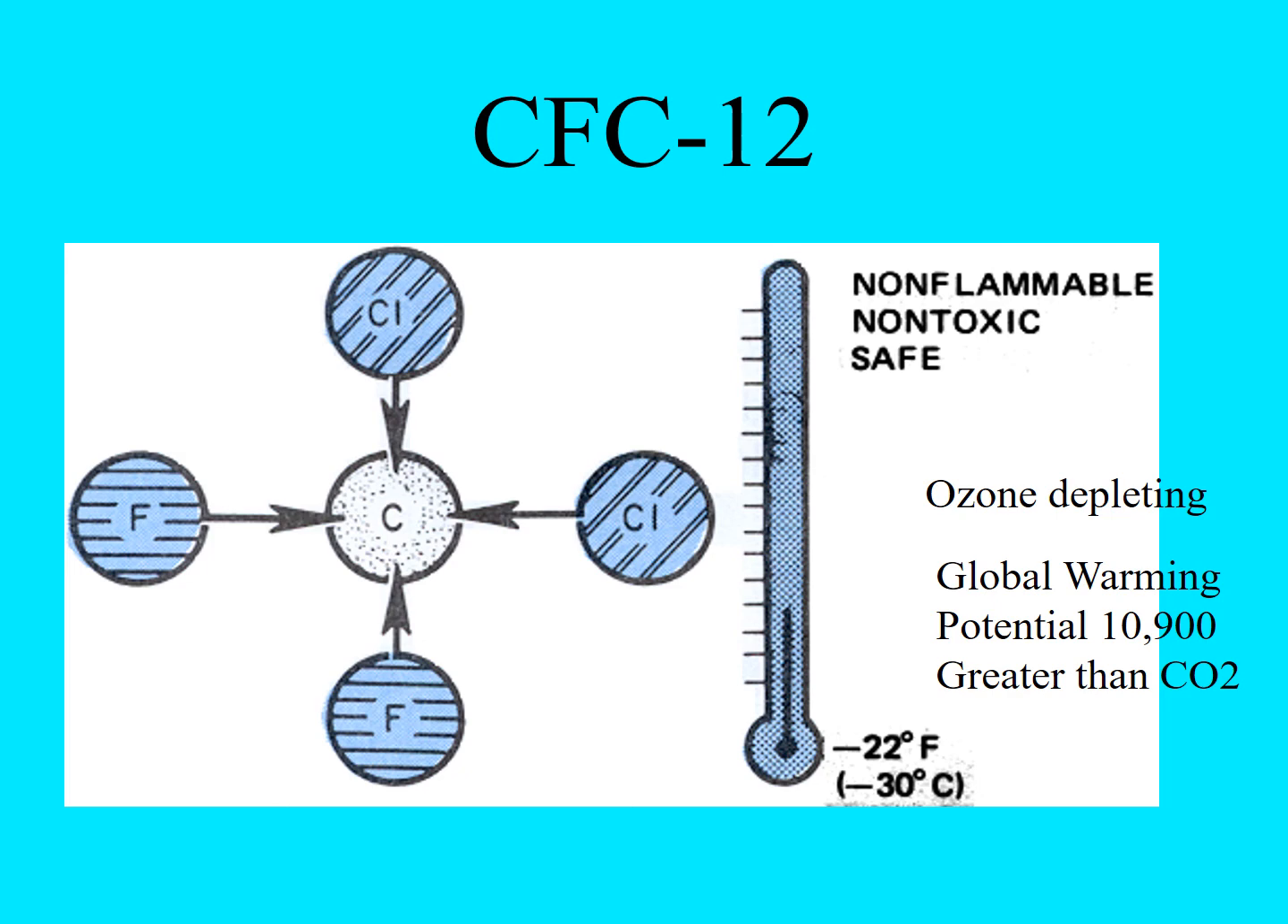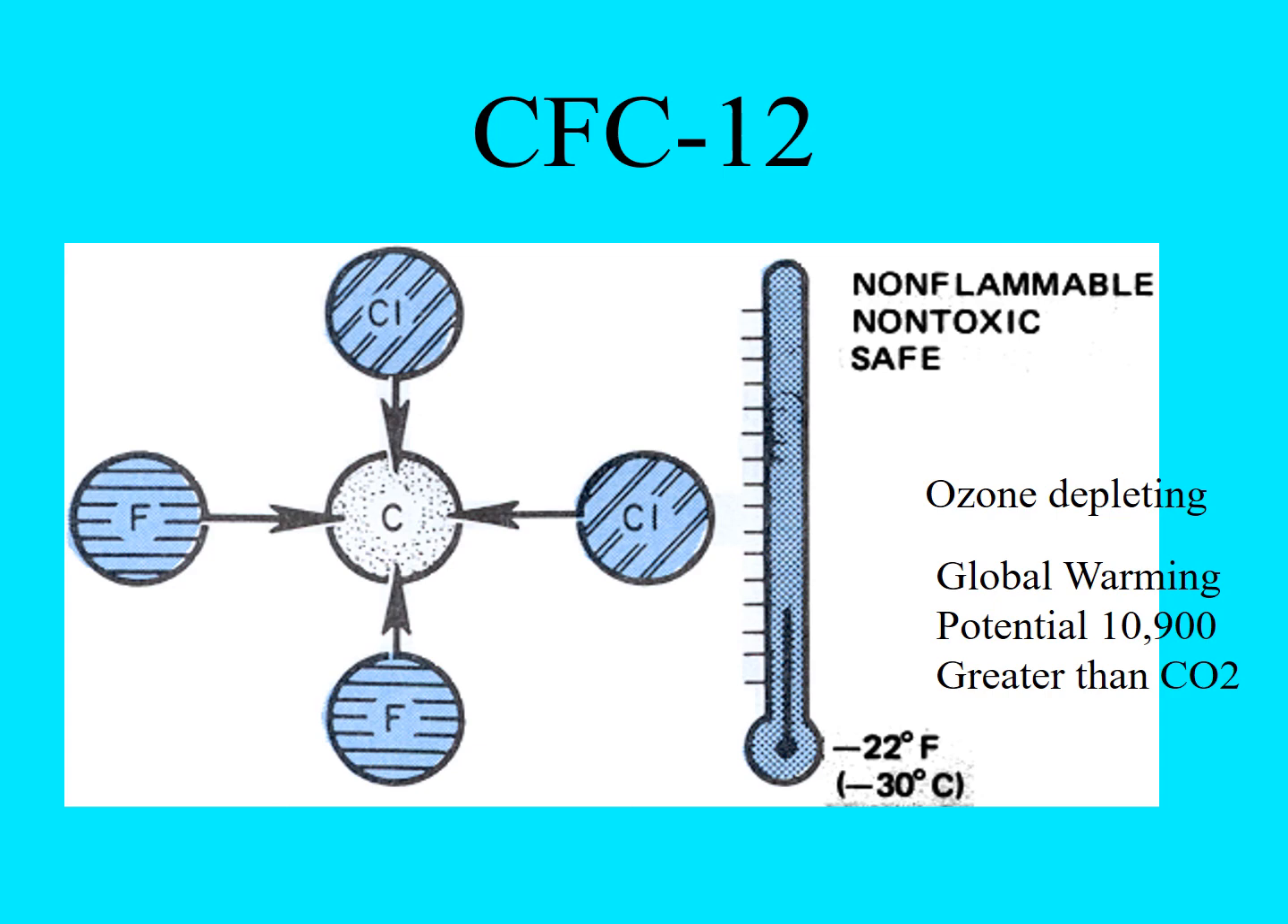The biggest problem that refrigerant 12 has is the fact that it's ozone depleting, and it has an extremely high global warming potential. It's 10,900 times greater than CO2. CO2 is what we use as the benchmark for global warming, and CO2 has the global warming potential of 1.